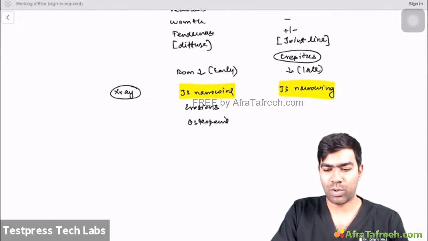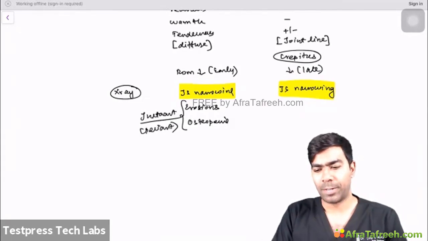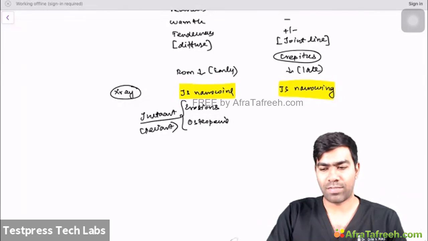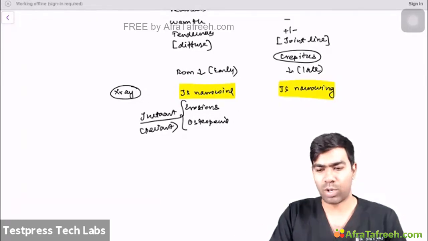Typically, these erosions and osteopenia will be characteristically located in the juxta-articular location, otherwise referred to as periarticular location. That's where you see this bone loss and erosions. But erosions is not a feature. Cartilage may be eroded, but bone erosions is not a feature as far as non-inflammatory arthritis is concerned.